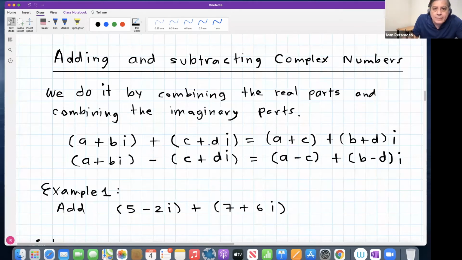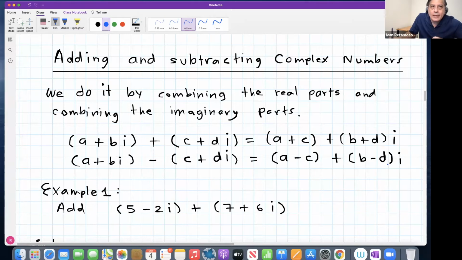Turns out addition and subtraction of complex numbers is component wise. We do it by combining the real parts and combining the imaginary parts. For example, if they ask you in general to add two complex numbers such as a plus bi plus c plus di, the result should be a plus c plus b plus d times i. The sum of the real parts here, the sum of the imaginary parts here, attached to the imaginary unit i. Similarly, for subtraction, you do it component wise. Subtract the real parts, that will be the real part, and then subtract the imaginary parts, attach i, that will be the imaginary part.